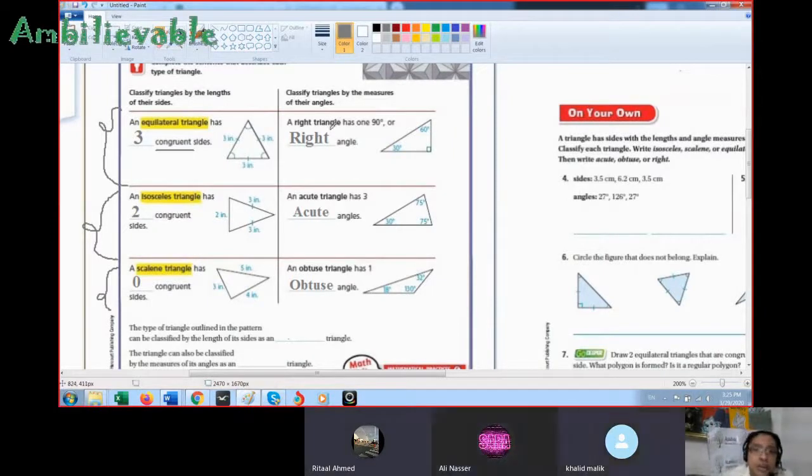What about this one? Oh, this time Sarah. Sarah, what kind of triangle do we have in a right triangle? A right triangle has one right angle. Correct. An acute triangle. What? An acute triangle has what? An acute triangle has three acute angles.